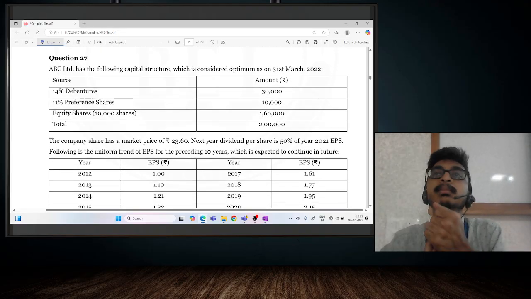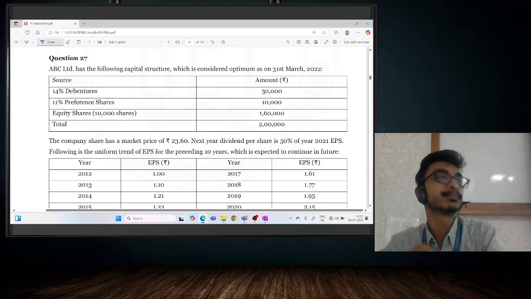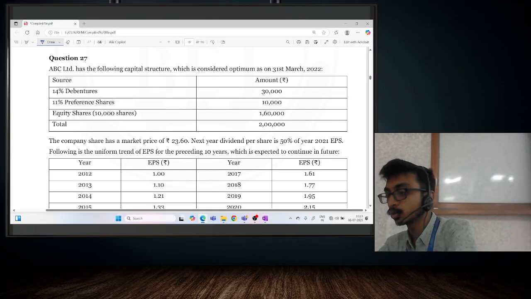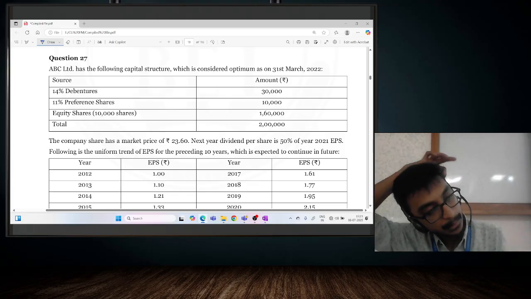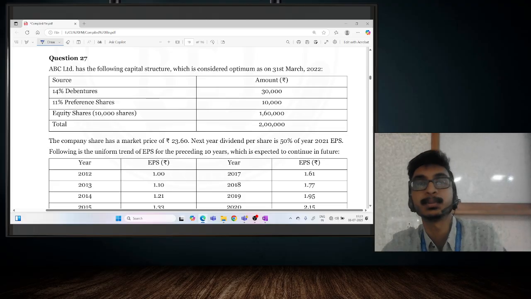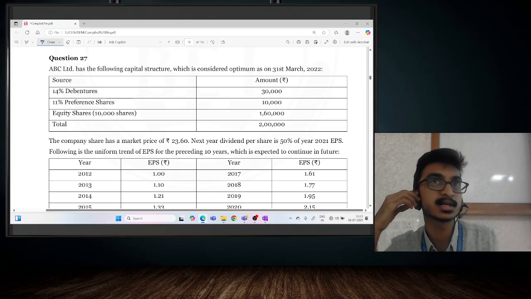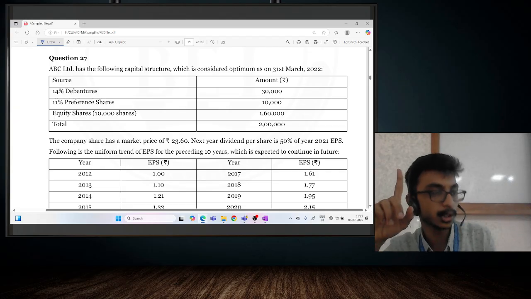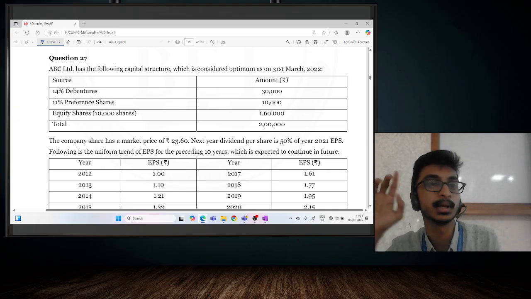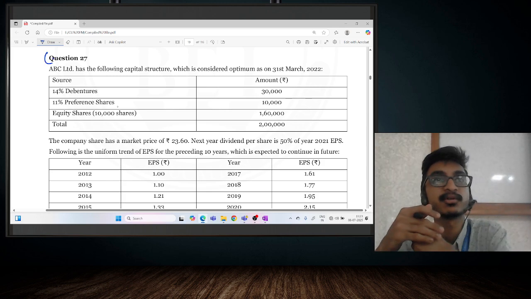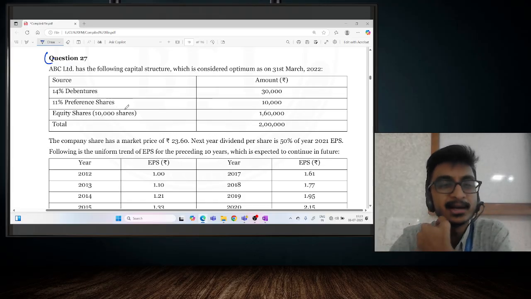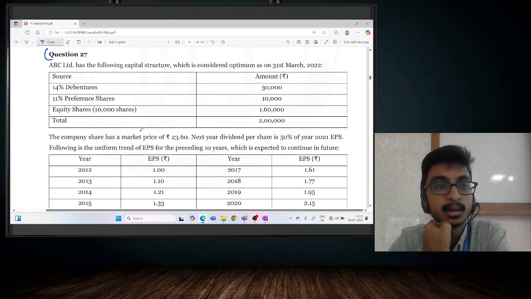Look at question number 27. Listen, this is the only question that you have on marginal cost of capital in your study material in the cost of capital chapter. When you go to the capital structure chapter, again there is one question on marginal cost of capital in your study material. So this is the only question that we have relating to marginal cost of capital in the study material, and so far it is not tested in your exam.